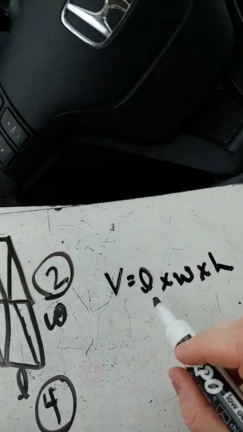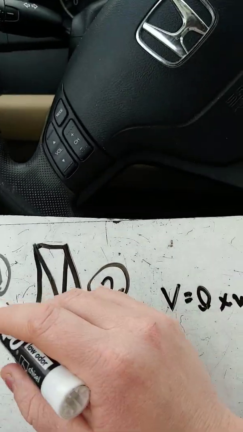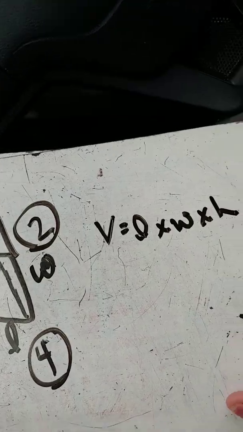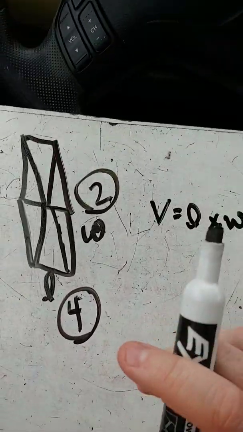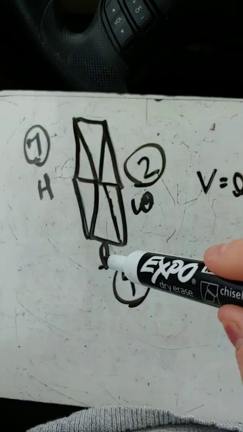Now, if for some reason you got them mixed up and you did width times length times height, you would still get the same answer. However, I want you to understand the importance of length, width, and height in knowing what is what.